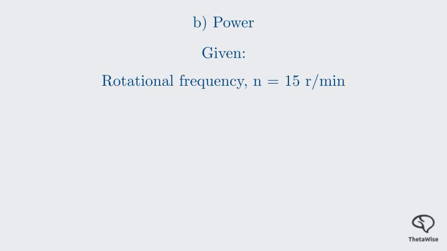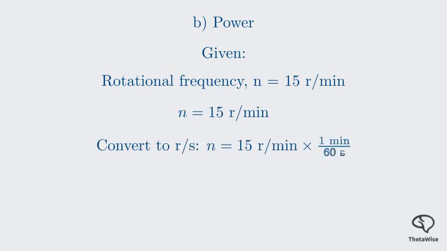Now let's move on to part B, calculating the power. For part B, we are given that the drum rotates at a rotational frequency, N, of 15 revolutions per minute. The first step is to convert revolutions per minute to revolutions per second, which is the standard unit for this formula. There are 60 seconds in a minute, so we divide 15 by 60. This gives us N equals 0.25 revolutions per second.